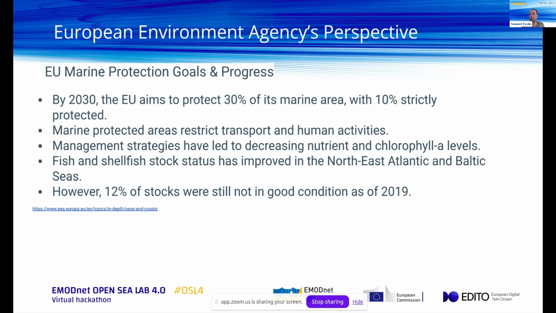And they have some preliminary results. They're saying that in some places we see a decrease in nutrient and chlorophyll A levels, which means a positive effect against eutrophication. In some places, the fishing pressure has been reduced, so you see some recovery of fish and shellfish stocks. They're saying that in 2019 it wasn't everywhere, but the general trend was that it was getting a bit better, at least in the Northeast Atlantic and the Baltic.